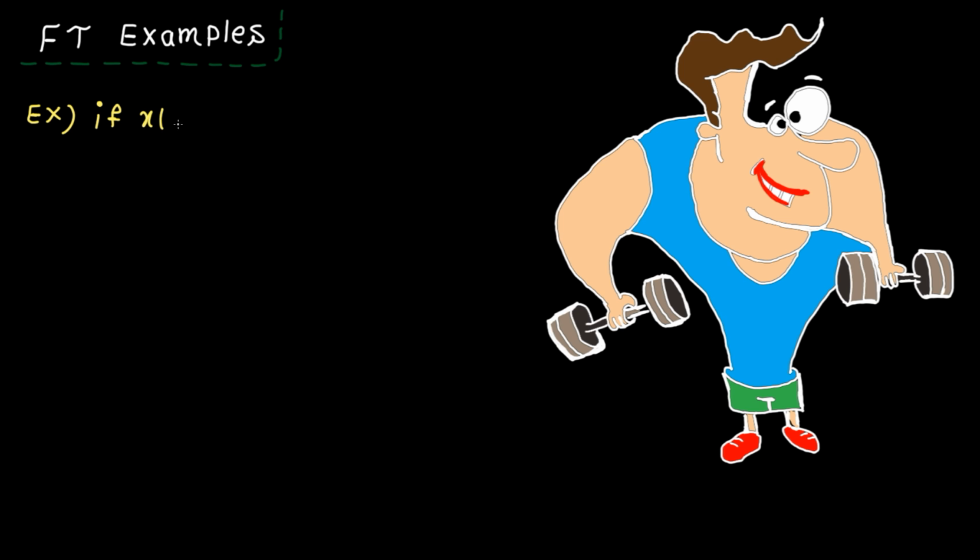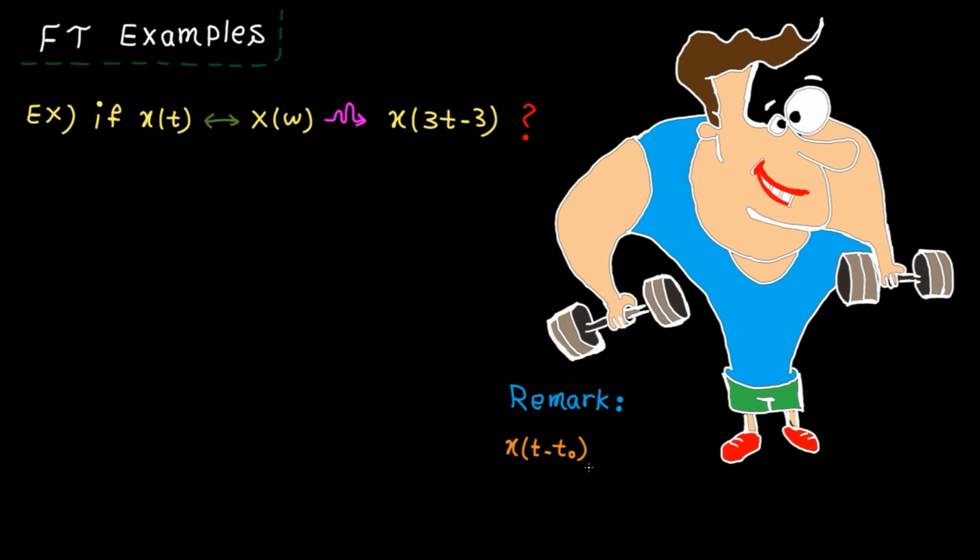First example. If the Fourier transform of x(t) is X(omega), what is the Fourier transform of x(3t minus 3)? In this example, we want to practice the time shifting and time scaling properties. As you recall from the last lecture, when the signal gets shifted in the time domain by t0, in the frequency domain it gets multiplied by a complex exponential function. Also, this is the time scaling property, which shows the inverse relation between the time and frequency domains.